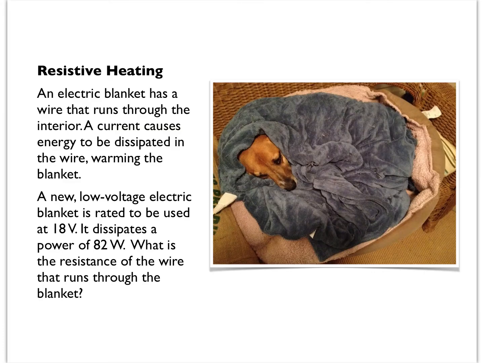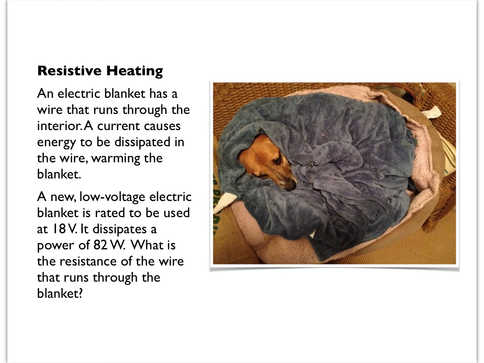This is one that has to do with an electric blanket. The way you make your electric blanket nice and toasty is there's a wire inside that loops back and forth, and you just pass a current through it. The wire acts like a resistor, so it dissipates potential energy as thermal energy, i.e. warms up the blanket. For a specific blanket that I have, the power supply that runs it is 18 volts, and I want that to be a low voltage. I don't want it to be 1,000 volts because that would be a very scary blanket. So it's a low voltage, and the power that it dissipates is 82 watts.